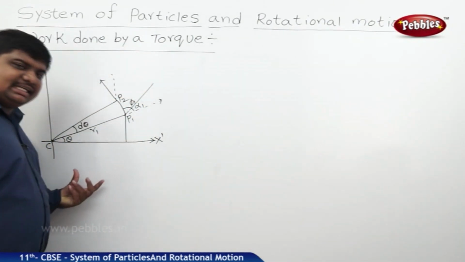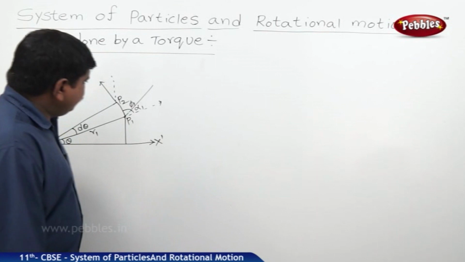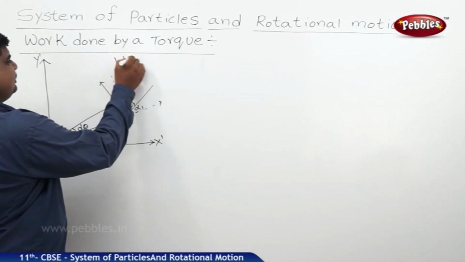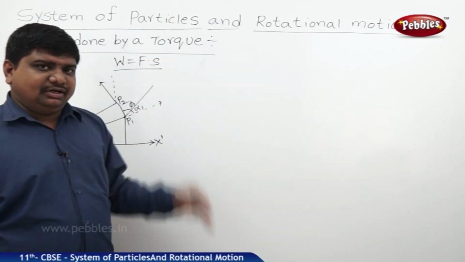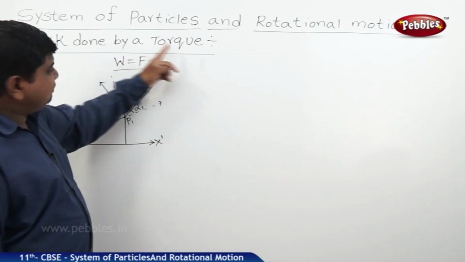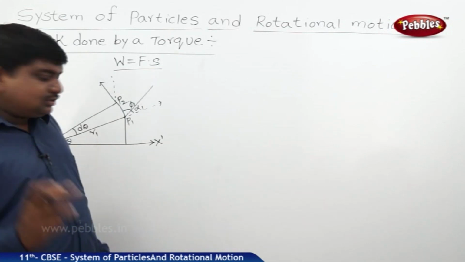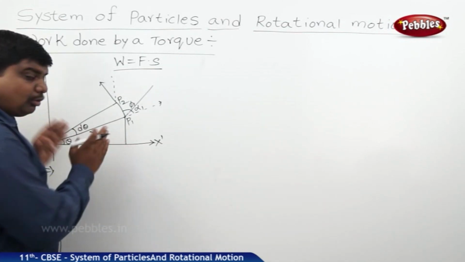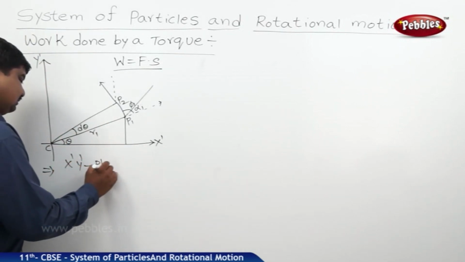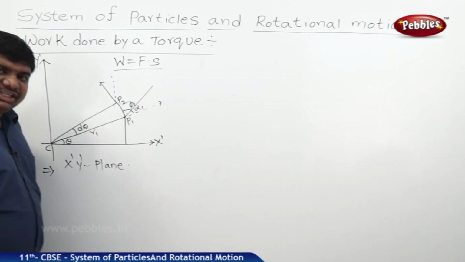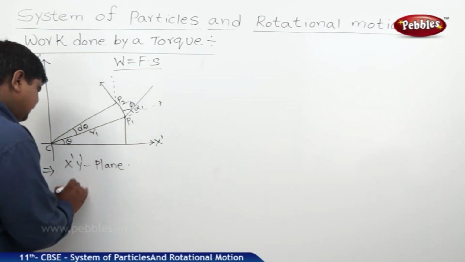The next concept we are discussing is work done by a torque, or work done by a moment of force. We know that work is equal to force into displacement, but torque is force into perpendicular displacement. We are comparing the work with torque. For that purpose, we should consider one force which is perpendicular to the plane of propagation. Let us say this plane is the x dash y dash plane. Assume one force which is perpendicular to the propagation. Let us say the force is F1.